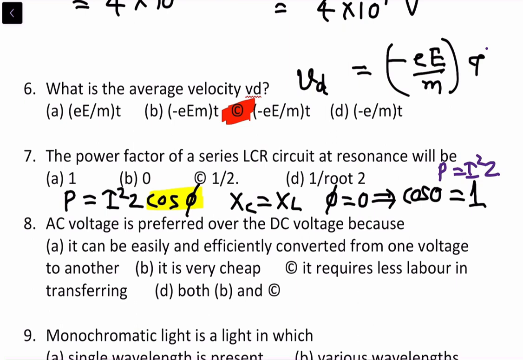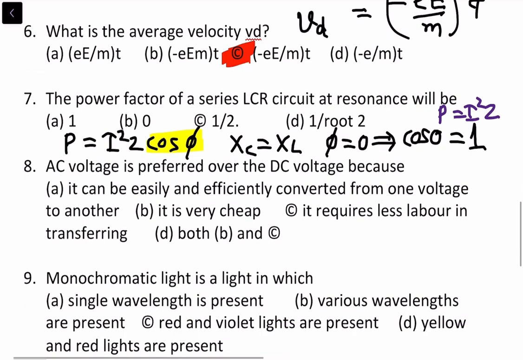Okay. AC voltage, question number 8. AC voltage is preferred over the DC voltage because, they have given the options. Option A, it can be easily and efficiently converted from one voltage to another. I think this is the answer. Let us see the other options also. Option B, it is very cheap. No, it cannot be. Option C, it requires less labor in transferring. It's not true. Option D, both B and C. No, it cannot be the answer.